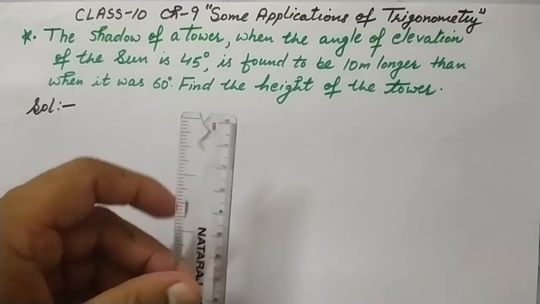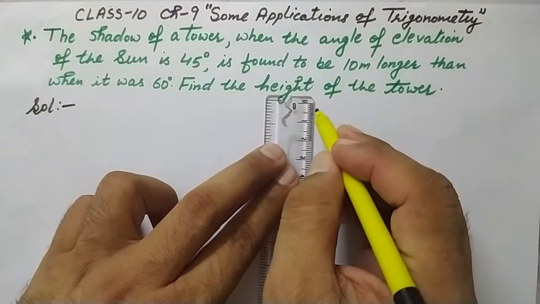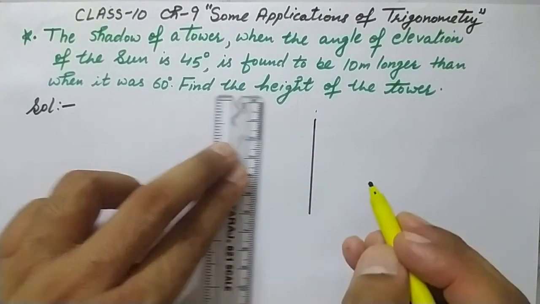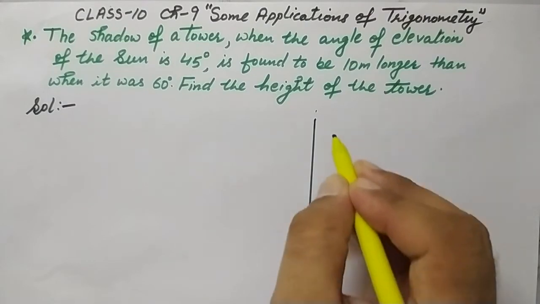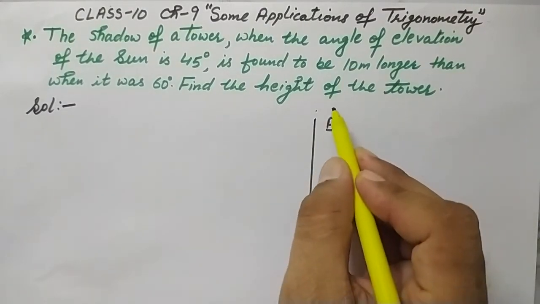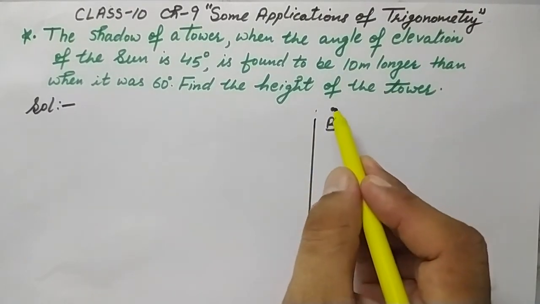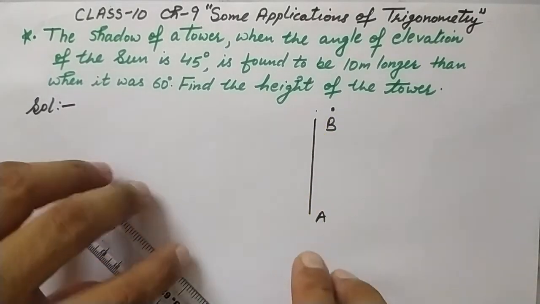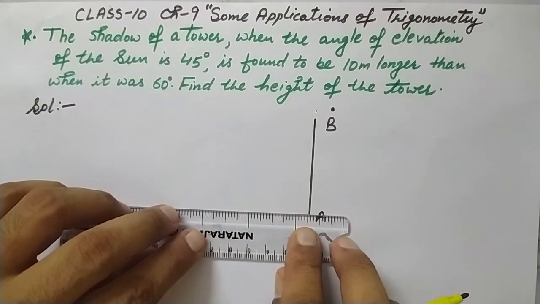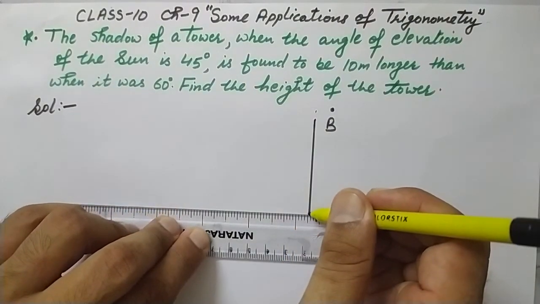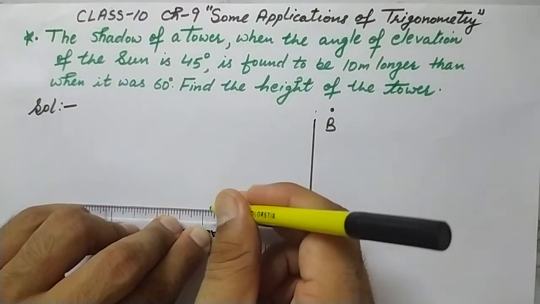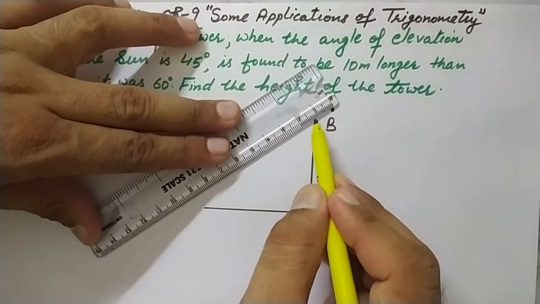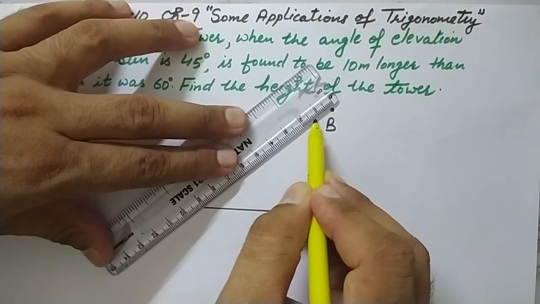So first of all, we will draw here. Suppose this is a tower. AB is a tower, right? Now suppose the sun is here. Then the shadow of this tower AB will be like this. Suppose this is the shadow of the tower, and this is the angle of elevation.